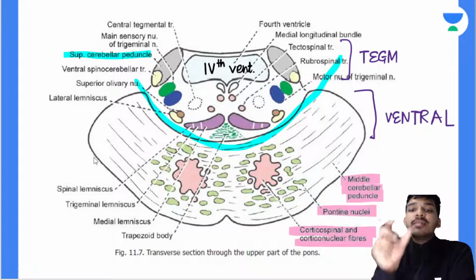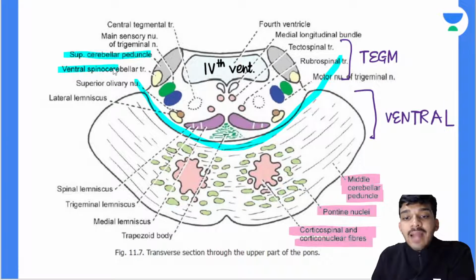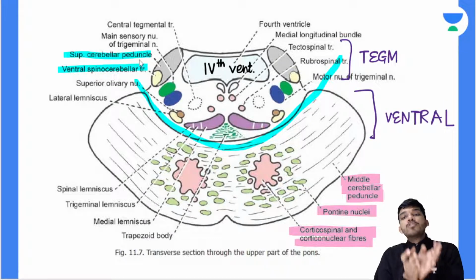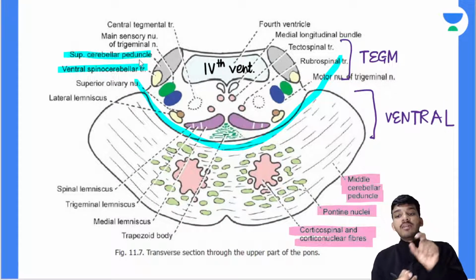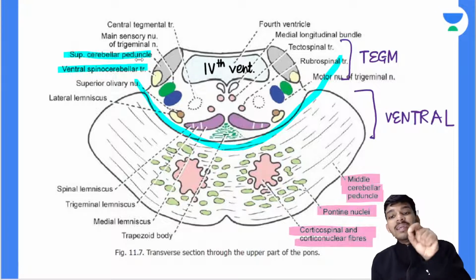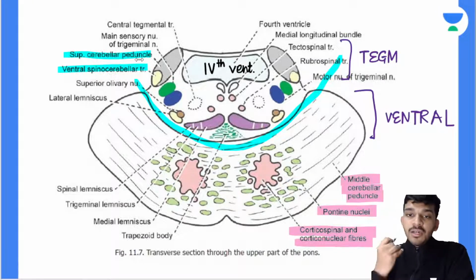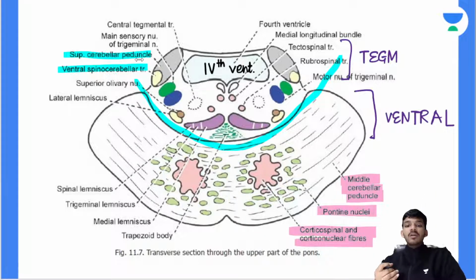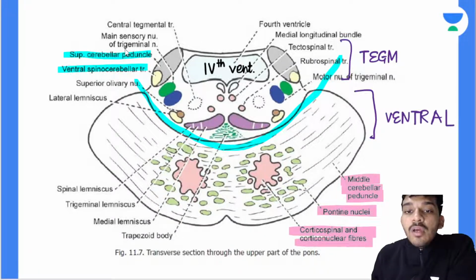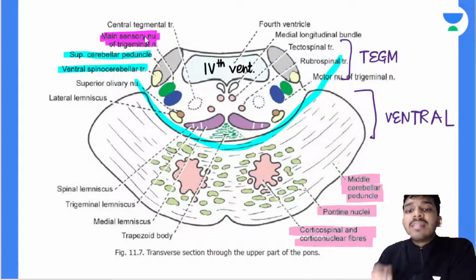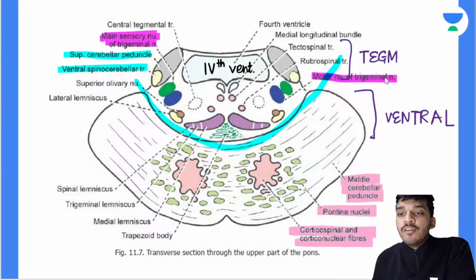And in the superior cerebellar peduncle, which tract is going to go? The ventral spinocerebellar tract enters the cerebellum through the superior cerebellar peduncle. So the ventral spinocerebellar tract is entering inside the superior cerebellar peduncle. What was the main feature here? The main feature was the nucleus of the trigeminal nerve. So you have a look here. The main sensory nucleus of the trigeminal nerve is present, and also the motor nucleus of trigeminal nerve, right?